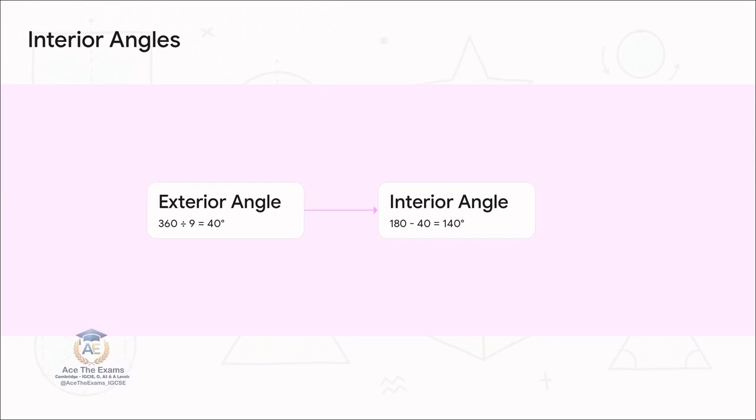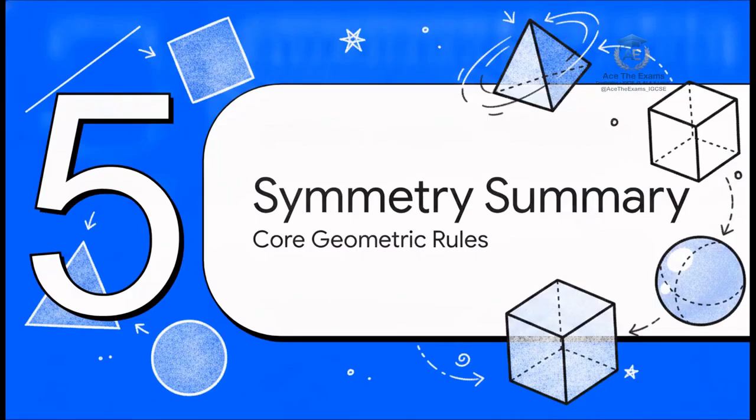Step 2 relies on the foundational geometric fact that an exterior angle and its corresponding interior angle always sit on a straight line, meaning they add up to 180 degrees. So we simply take 180, subtract our exterior angle of 40, and boom, we have our interior angle, 140 degrees. We completely bypassed memorizing complex formulas and used pure symmetry to secure the answer. That's how you win.